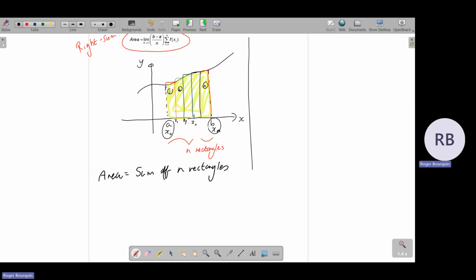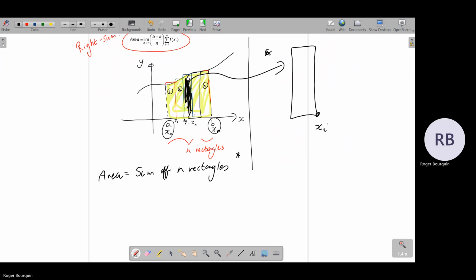Let's go to the side of the space and do a random rectangle. So say I look at this one, which has a right boundary of xi. So that was xi over there. I'm taking just this one rectangle and enlarging it to there. This right boundary is xi, right? Now, this point over here is this point over here.